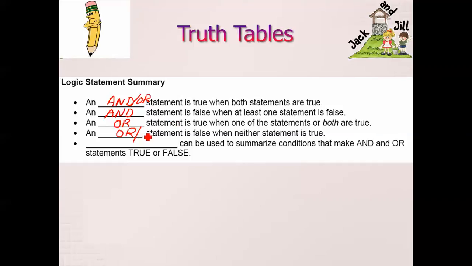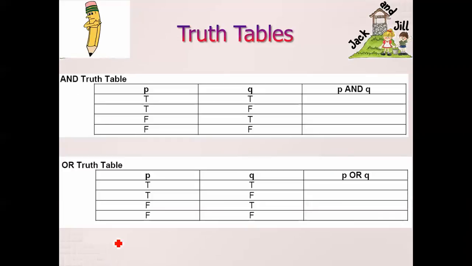That's an or and an and. Both of those are false when neither statement is true. If both of the statements are false, then the statement is false. And we call the truth tables the little table that we filled out. So truth tables can be used to summarize conditions that make and or statements true or false.